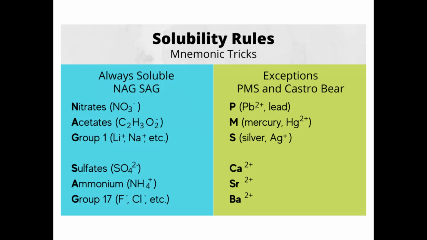There are exceptions, of course, and people will try to remember this using the memory aid PMS Castro Bear. This doesn't work so well for me. The P represents lead 2+, the M is mercury 2+, the S is silver. The Castro bear is meant to represent calcium, strontium, and barium. So I find these kind of little memory tricks not that helpful. What I find helpful is just doing a bunch of problems and eventually you memorize it slowly by looking at the table.